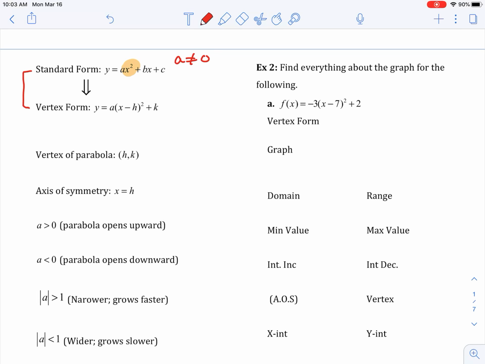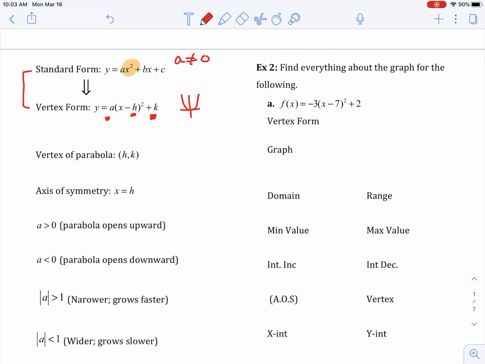So with our vertex form, we know that our parent graph is that x squared, that basic graph. This h, anything that's been added or subtracted to the x, we know would shift our graph, translate our graph right or left, depending on what that number was. This k term outside here, we know anything being added or subtracted outside would always shift our graph up or down. If this a outside here was negative, we know that would flip our graph over the x-axis. And so we're going to be looking at those different numbers very specifically.